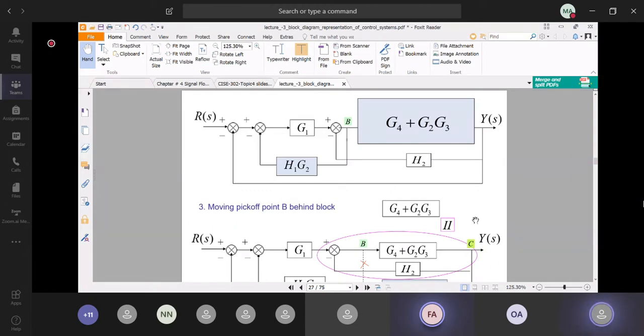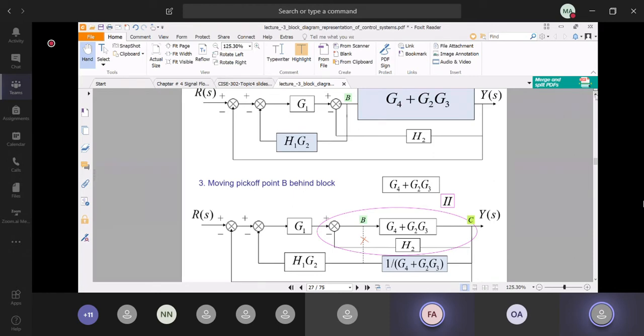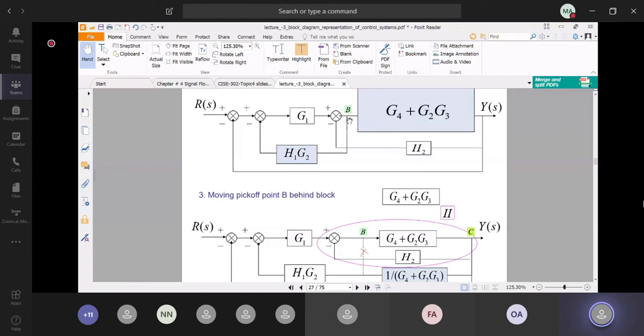But here in the slide, I move the pickup. Because I have a pickup point here, you have to label the branches before you move. This pickup has 3 branches: this one that contains this block, another block here, and this branch between the summation and the pickup, which represents the input. To this pickup point, I have this block at the output, and this is also an output. You can look for the arrow or the direction.